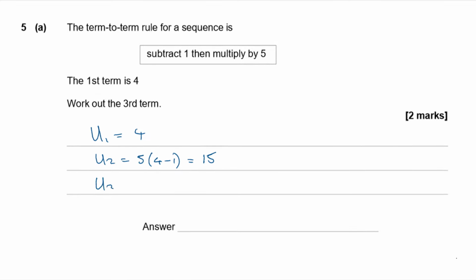So my third term then is going to be the same thing, but instead of 4 in the bracket, I'm going to have 15. Okay, so it's going to be 15 minus 1 and then times by 5. So 15 minus 1 is 14, and 14 fives, that's 70, isn't it? So my u3, my third term, is going to be 70.